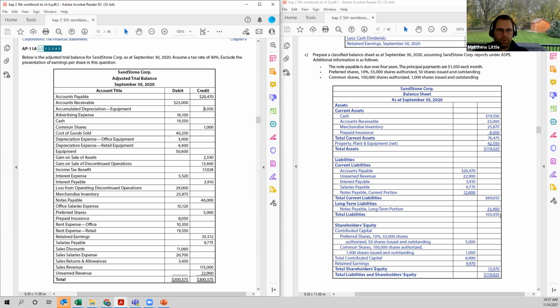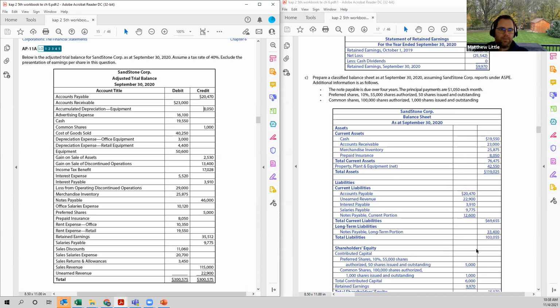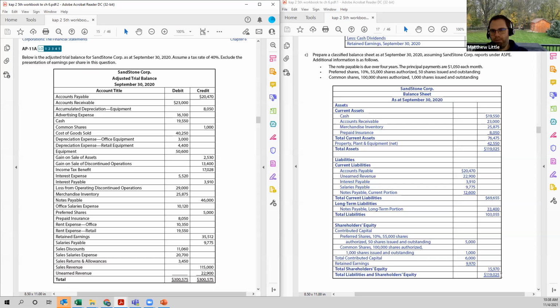Total liabilities, 103,055. Then we look at our contributed capital. Preferred shares, we're told 10%, 55,000 authorized, but only 50 issued, and they're worth, according to our trial balance, $5,000. Common shares, 100,000 authorized, 1,000 issued and outstanding, worth $1,000. Total contributed capital of 6,000, plus the retained earnings from the previous schedule of 9,970, gives us total shareholders' equity of 15,970, balancing our liabilities and shareholders' equity to assets of 119,025.